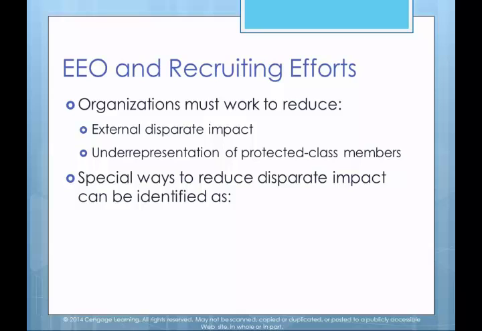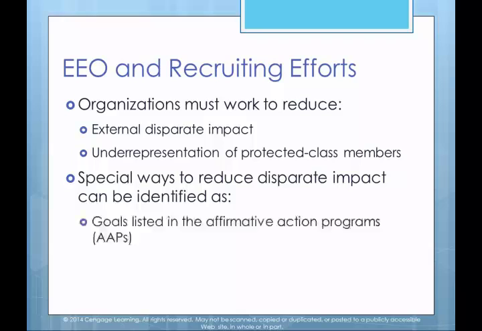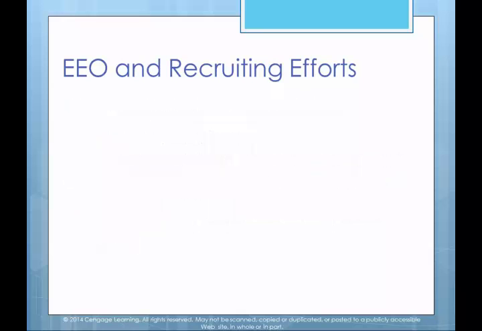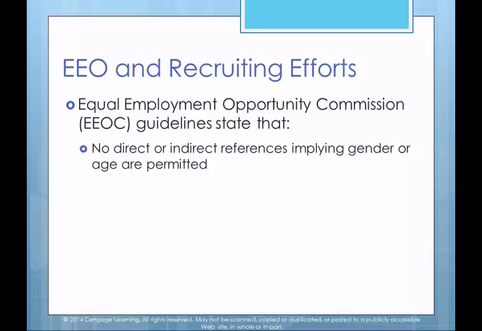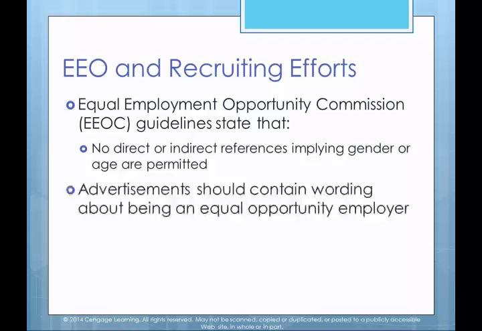And then special ways to reduce disparate impact can be identified as goals listed in the affirmative action plans. It can also just be outreach. Now, the Equal Employment Opportunity Commission, which really watches for diversity concerns, the guidelines state that no direct or indirect references implying gender or age are permitted. So we used to have applications that had dates of birth and dates of graduation. Now those have been eliminated from the application.